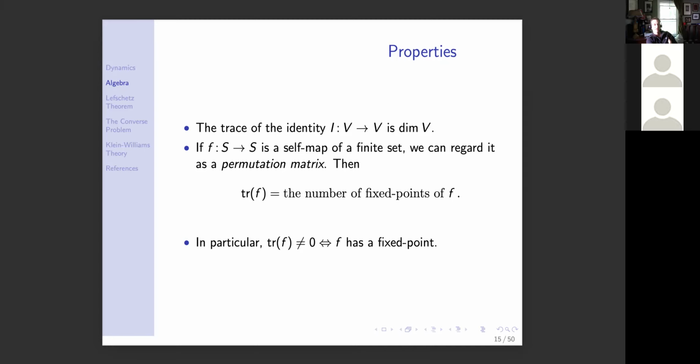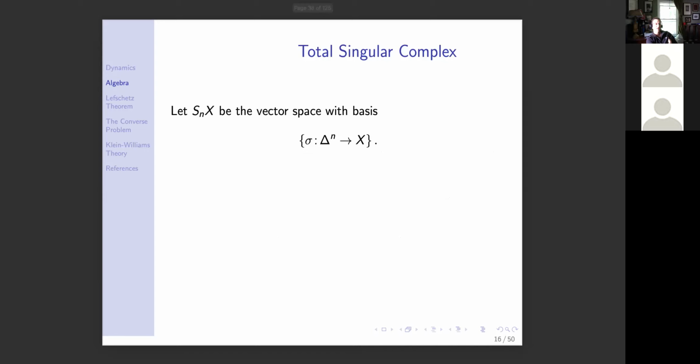Okay, so now I want to talk about the total singular complex of a topological space. So this harkens back to simplicial complexes a bit. So we can look at the vector space whose basis is the set of continuous maps from a standard n simplex into X. So that's a vector space. I've given you a basis, so you get a vector space. So then the basis elements are called singular simplices.